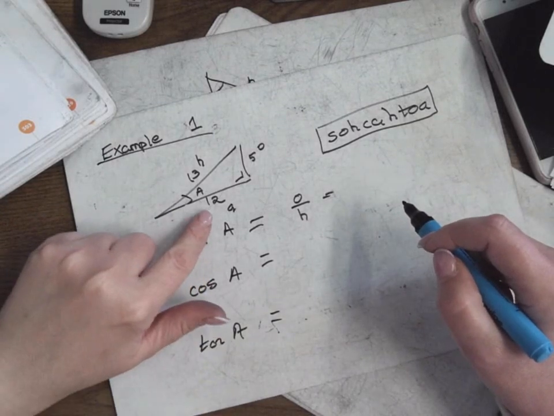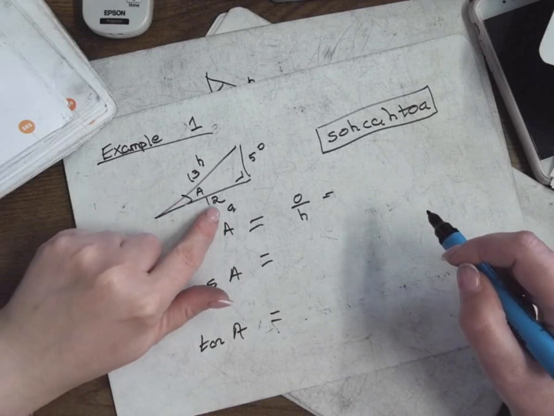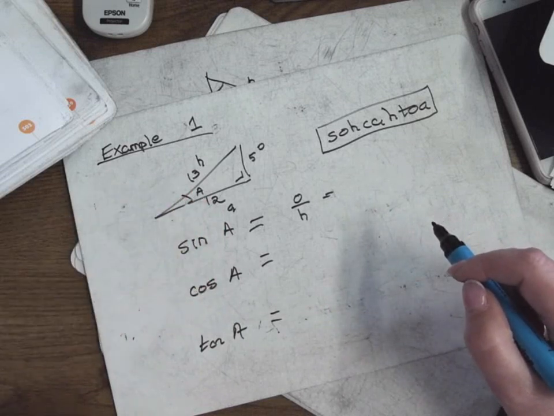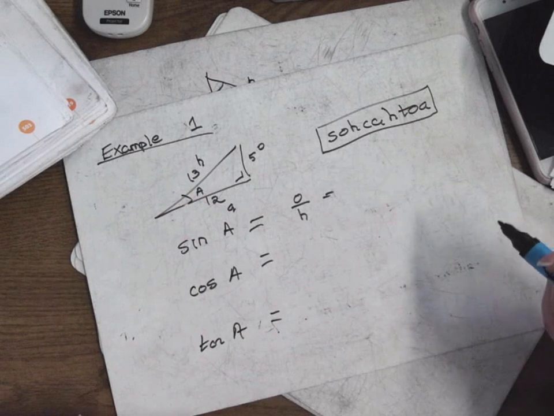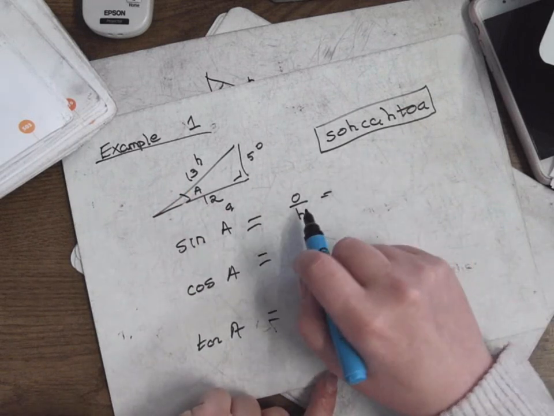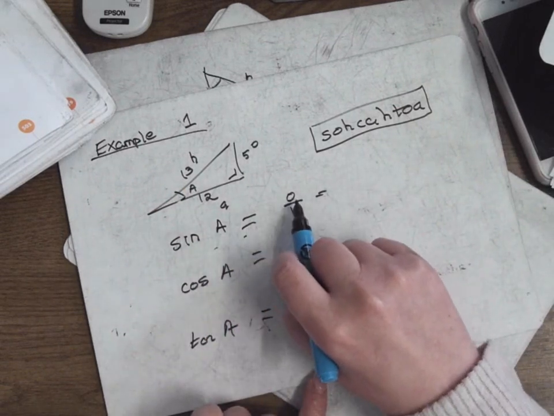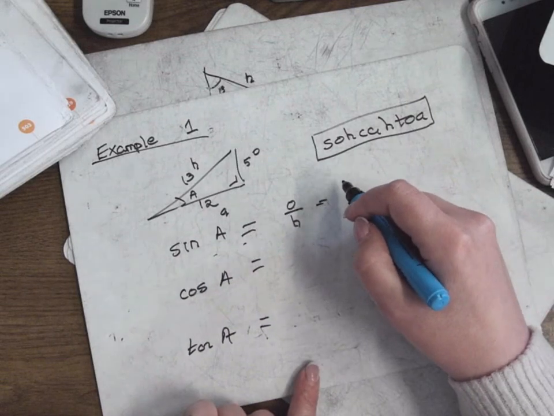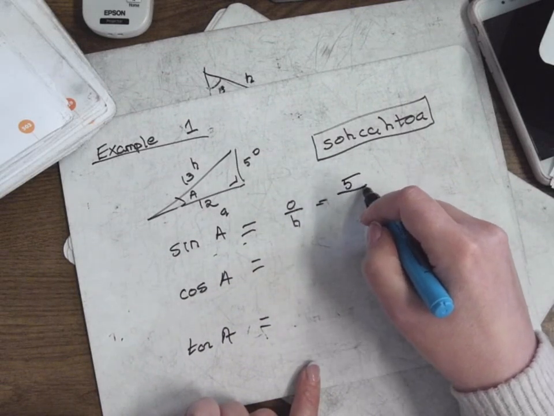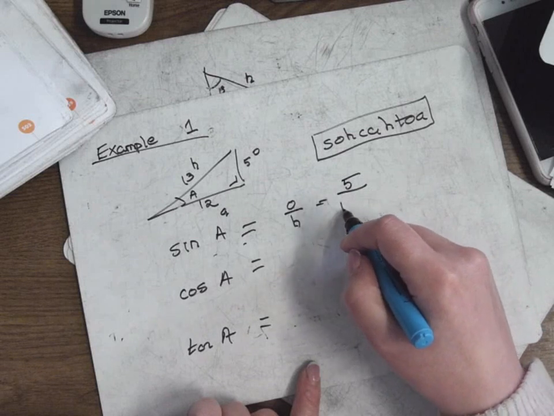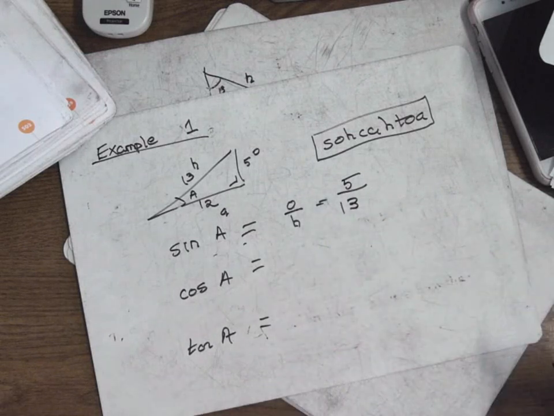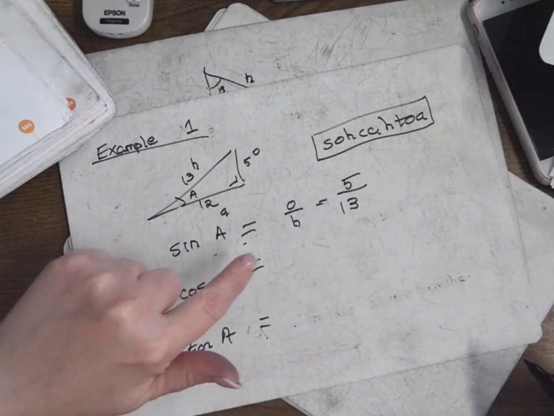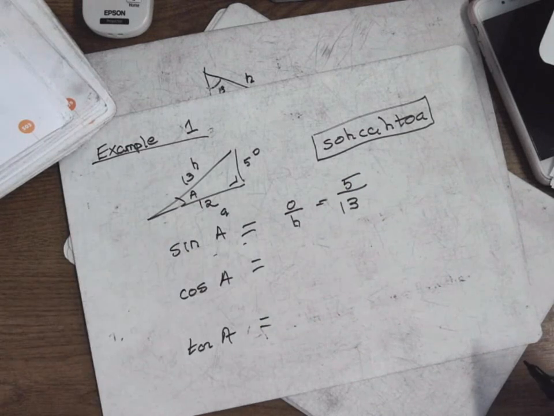Okay, so adjacent means beside. So whatever line is beside the angle, that's what you call adjacent, and the other one is opposite. Okay, so you fill in sine of A is O over H. What does O measure? 5, isn't it? What does H measure? 13. That's my answer. They said, write me down what sine of A is. The answer is 5 over 13. That's all we have to do so far.